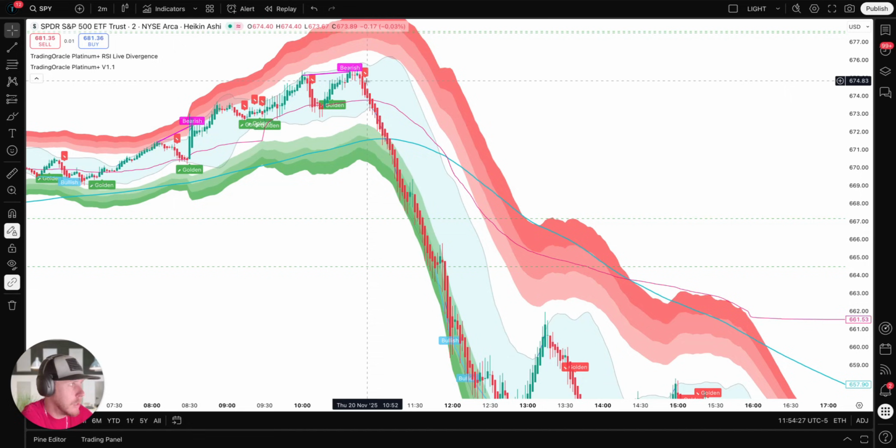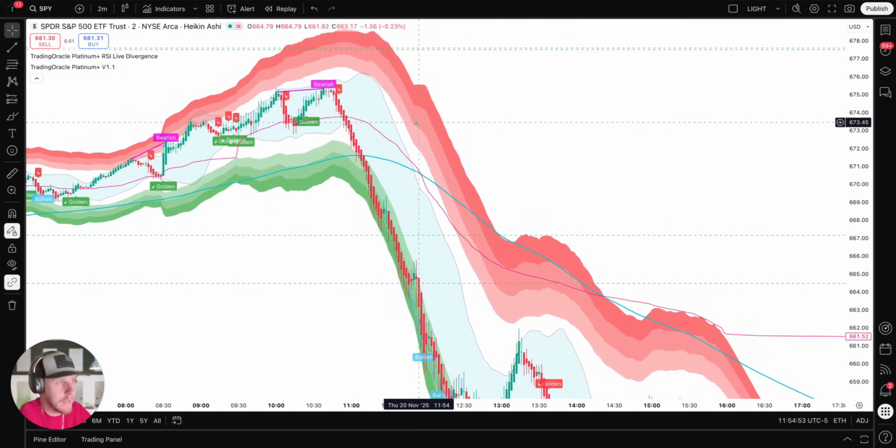So just make sure that if you're a user of Trading Oracle, and we have thousands of people that use this, you have to understand that these tools are meant to provide extra confirmation for you in your trades. They're not here to basically tell you what to do on a daily basis, because it really depends.